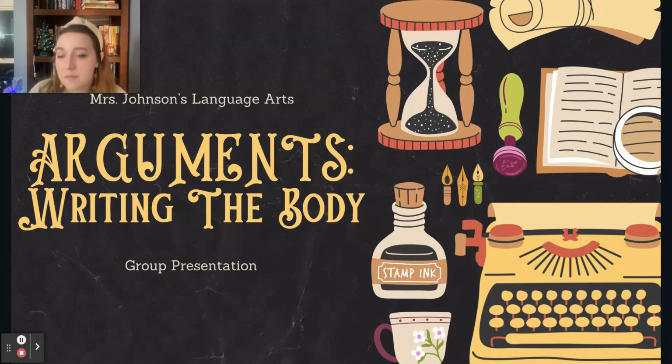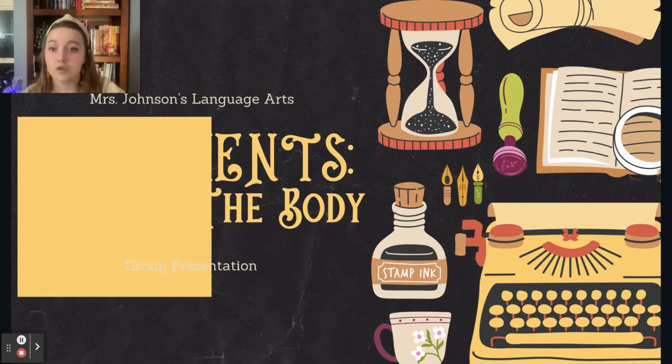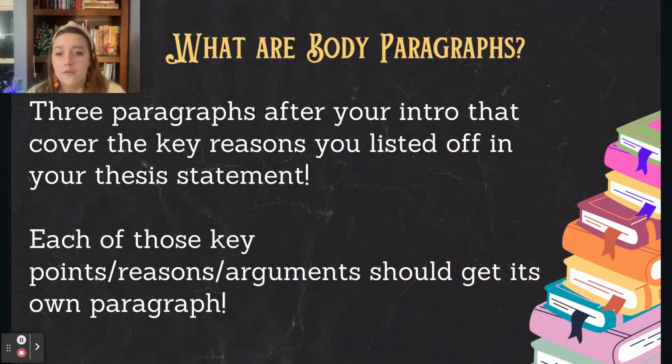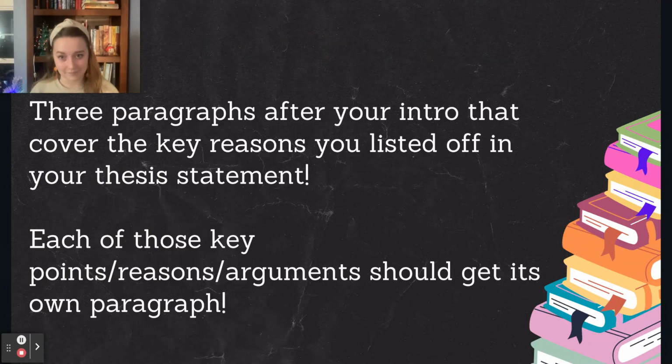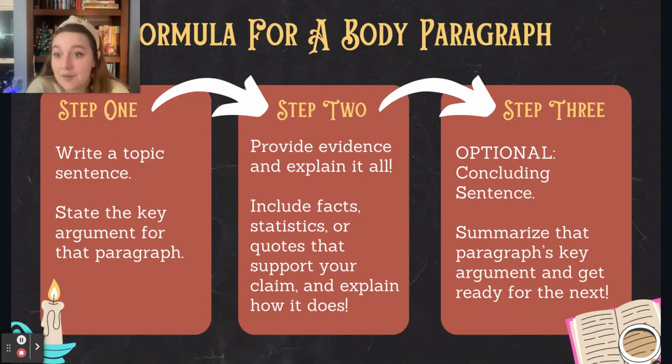Now, I want to go ahead and move on to what our body paragraphs should look like. So, body paragraphs are those 3 paragraphs after our intro that cover the reasons we listed off in our thesis statement. Remember, your thesis is just that claim with the 3 main reasons. So, each of those main reasons gets its own paragraph. So, there's an easy formula you can follow if you want to go ahead and write these. So, first, we start off with the topic sentence. You're stating the key argument for that paragraph.